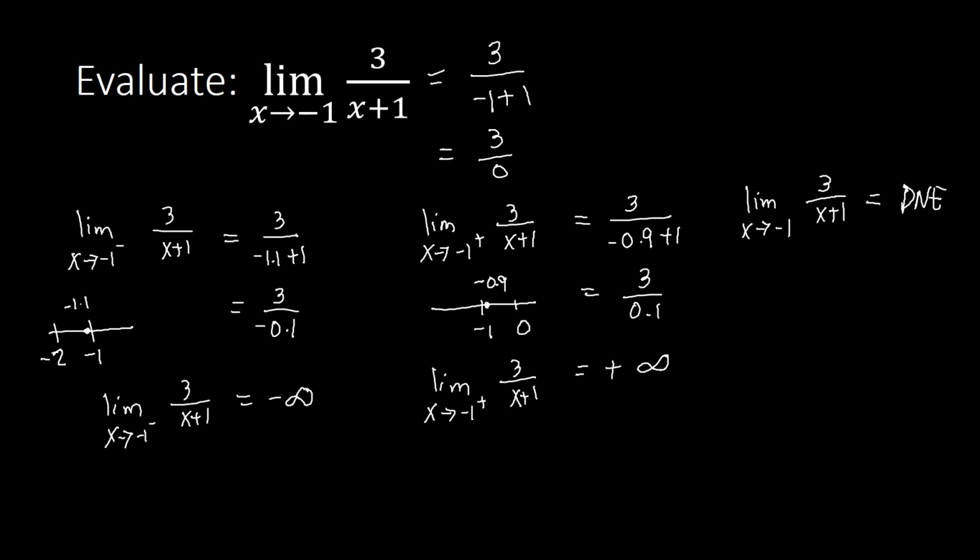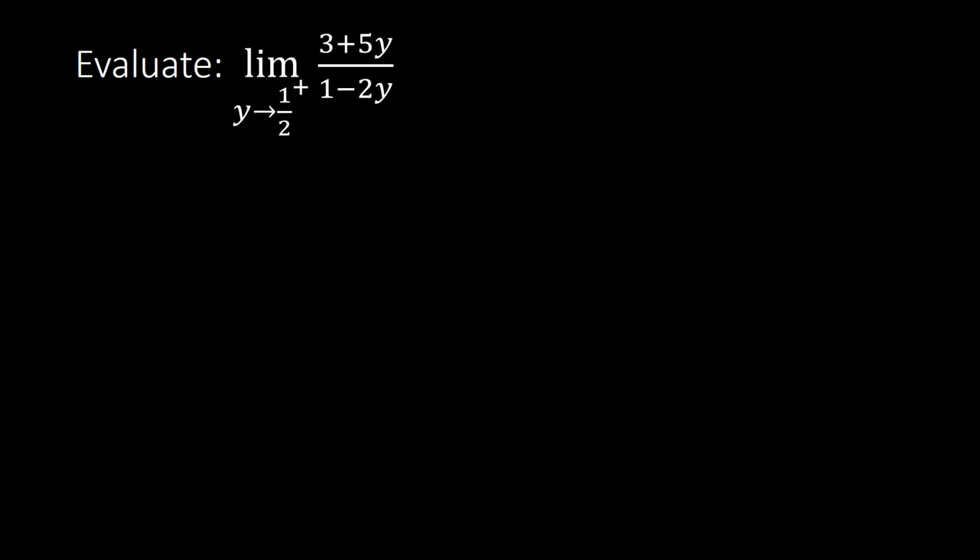So that's, of course, a limit does not exist. So let's now move on to the second one. So we've got limit of 3 plus 5y over 1 minus 2y as y approaches 1/2 from the right side.